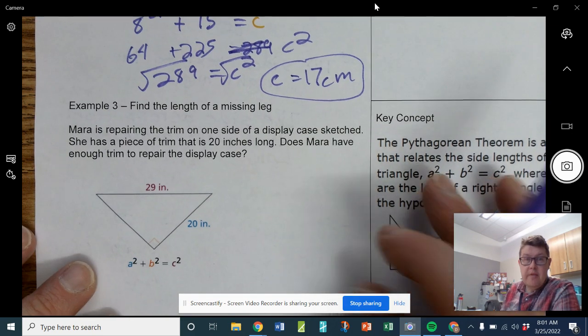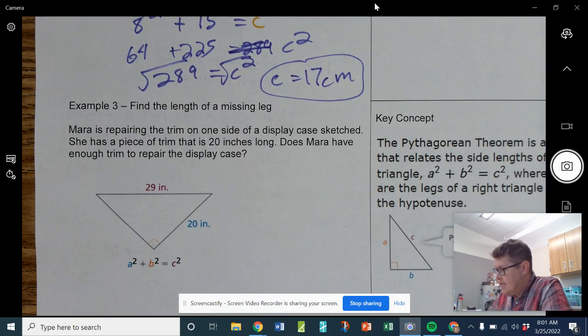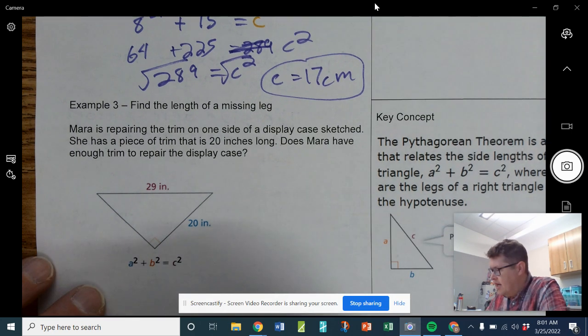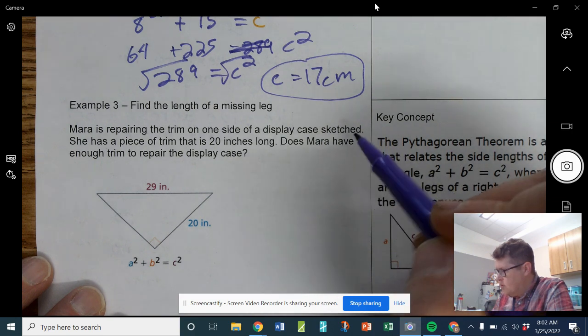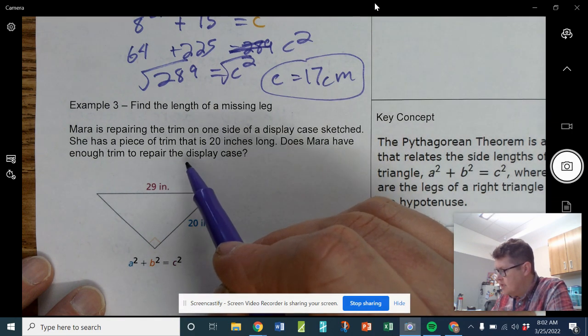So Mara is repairing the trim on one side of a display case sketched. Did I copy that correctly? That doesn't make sense. She has a piece of trim that is 20 inches long, so right here. Does Mara have enough trim to repair the display case, right?